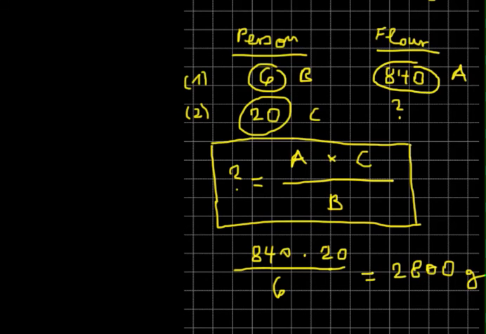So thank you very much for your attention. This was the rule of three formula for a relationship where more of one thing is more of another thing. In the next video, I'm going to give you the formula for a relationship where more of one item is less for another item. Thank you.